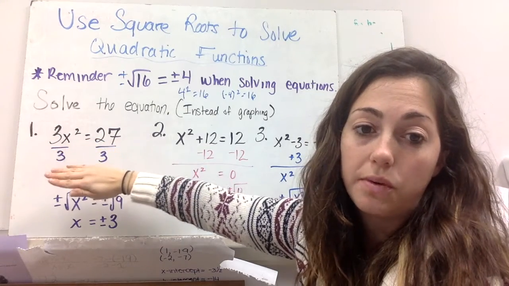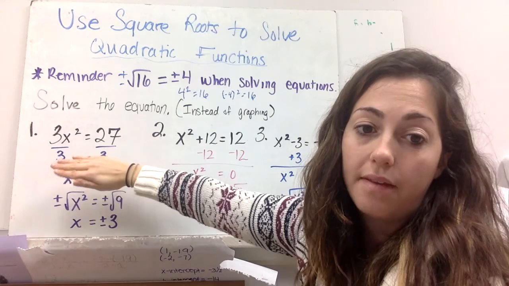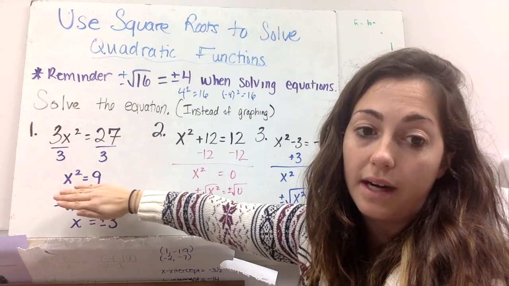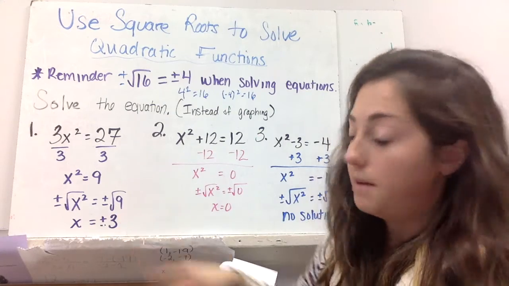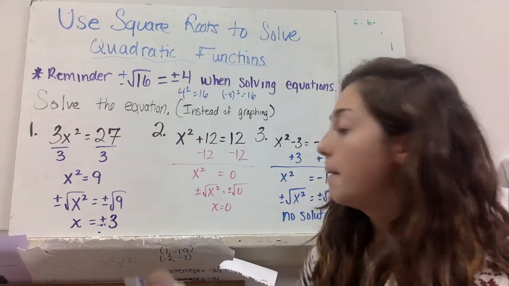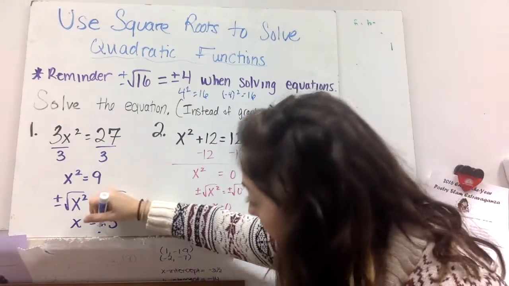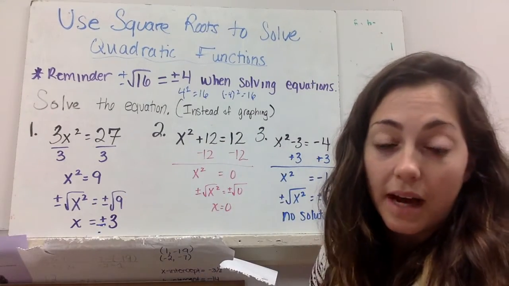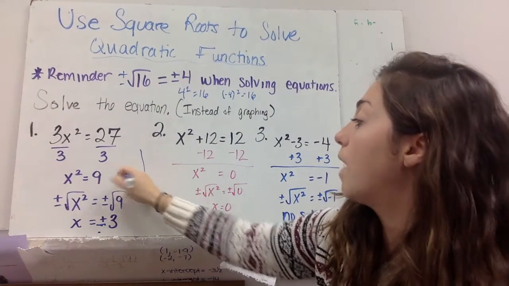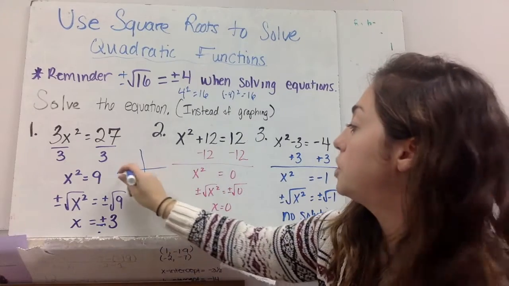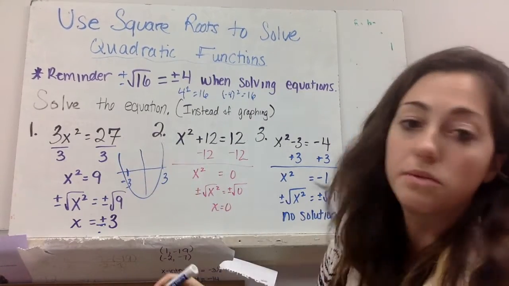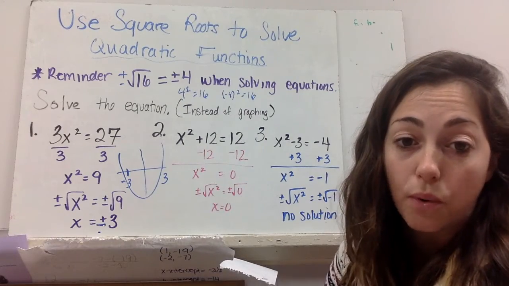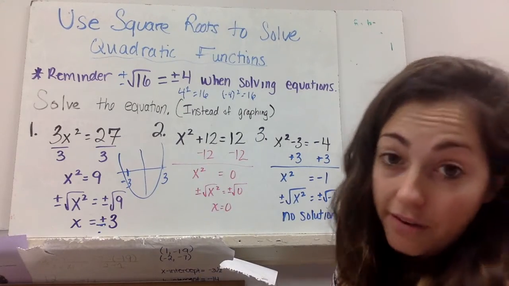So the first thing to do is to divide by 3, and then I get x squared equals 9. I have to take the positive and negative square root of both sides, and then my answer is both positive 3 and negative 3. I have two answers. So if I were to graph this parabola, my solutions would land at both negative 3 and positive 3, some sort of U that passes through both of those points. But I didn't have to graph it to find it.